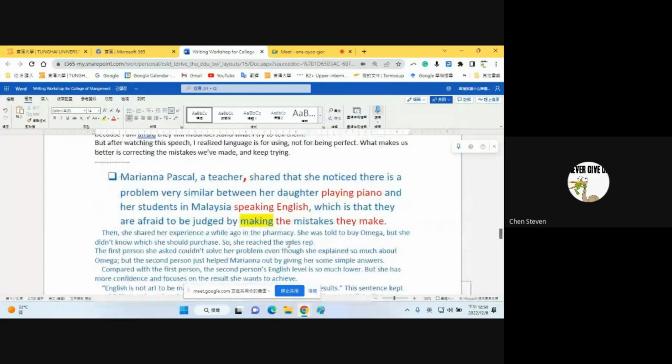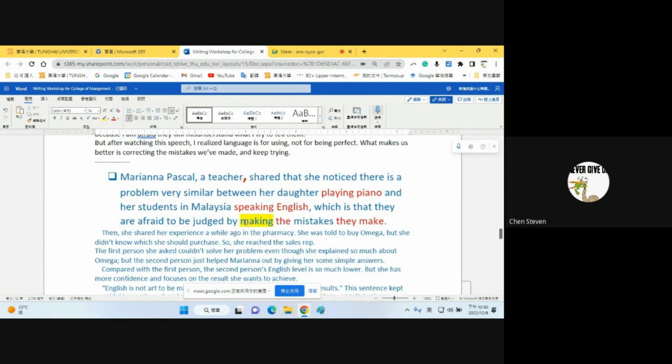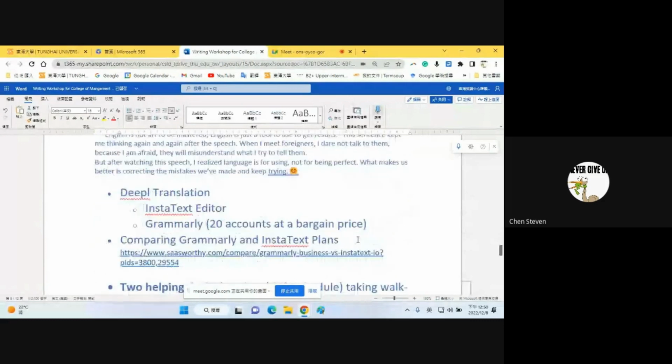And for this one, I enlarged this a little bit to show where I commented and why. Mariana, a teacher, shared that she noticed a very similar problem between her daughter playing piano and her student in Malaysia speaking English, which is that they are afraid to be judged by the mistakes they make. So he had this, and I added the red part. So it's kind of time consuming.